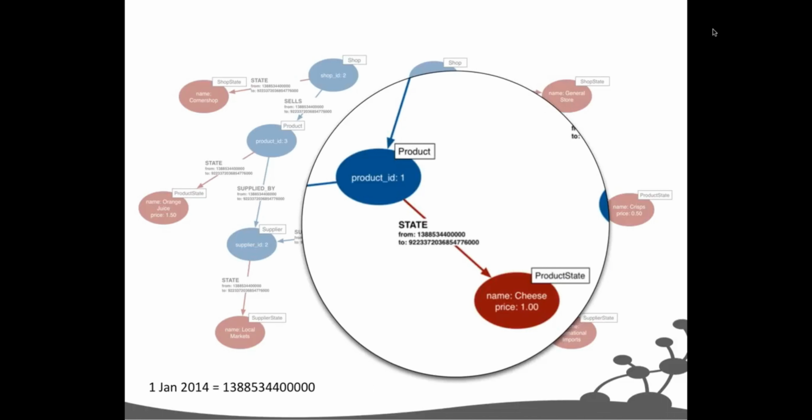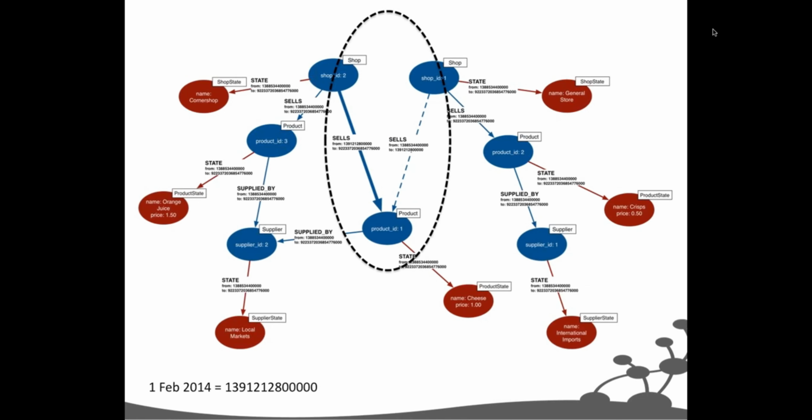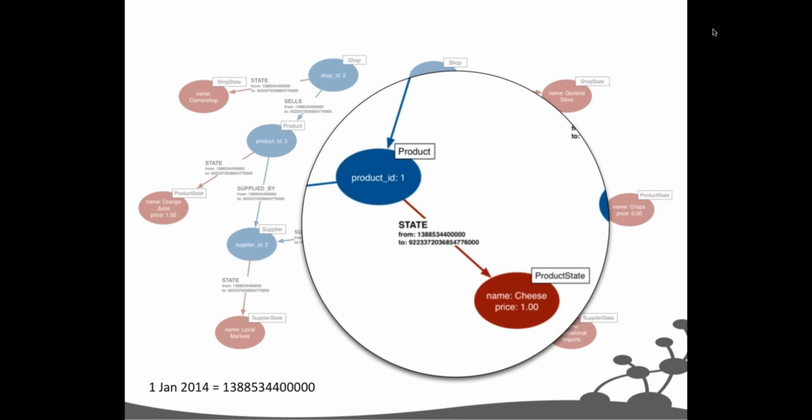Hopefully you can see all those details on your screen, but I've just blown one up here to show you that we've got a placeholder node, the product placeholder node, connected to a snapshot of the state of that product at a particular point in time, using a state relationship, a timestamp state relationship.